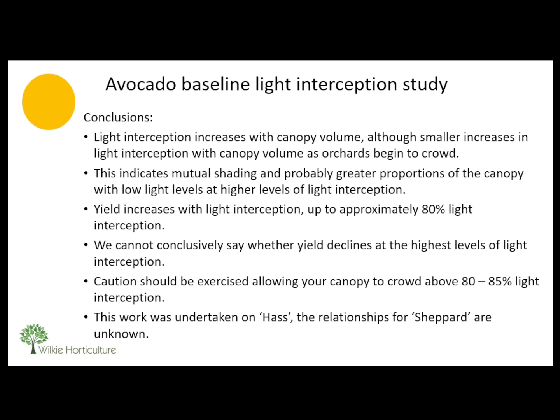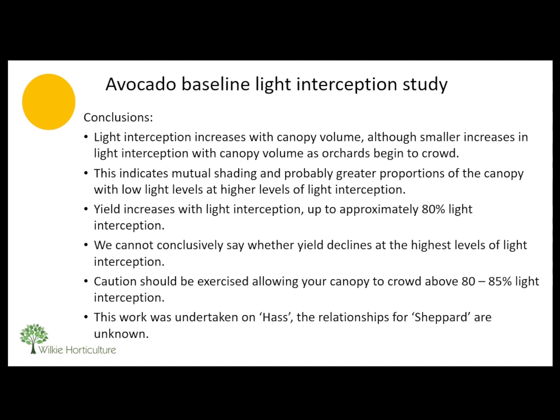So the main conclusions that we can get from this, as expected, light interception increases with canopy volume, although smaller increases in light interception with canopy volume as the orchard begins to crowd. This is indicating mutual shading within the tree and probably greater proportions of the canopy with low light levels as it's beginning to crowd. Yield increases with total light interception up to about 80%, and we can't conclusively say whether yield plateaus as the canopy gets larger and we get to larger levels of total light interception, or whether you do get a decline.